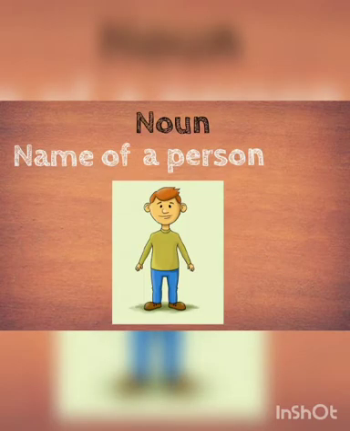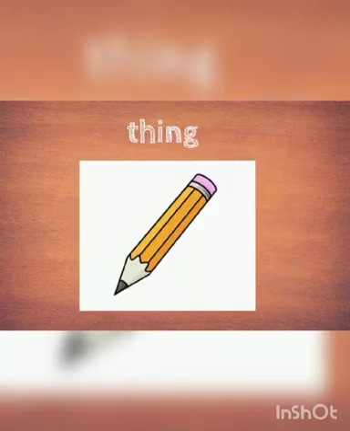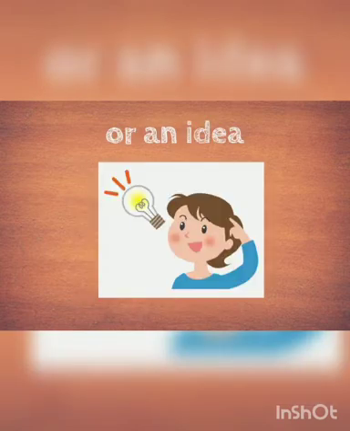Noun, name of a person. It can be a name of a person. A noun is the name of any human being, for example Ali, Sana, etc. Then name of a place. A noun is a name of a place, meaning the name of any place, like Pakistan, Australia, etc. It can be a name of things, like different things. As you can see in the picture, there is a pencil. Pencil, pen, marker, fan, different things. Noun is a name of things. Or an idea. It means noun is a name of person, place, things or an idea.